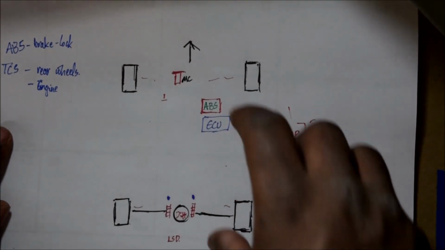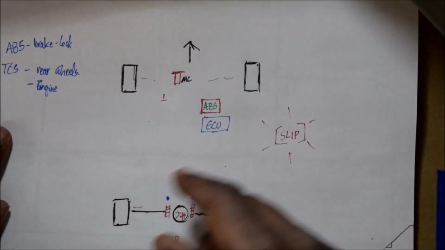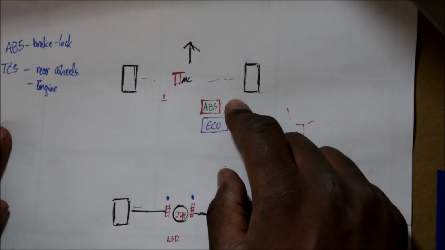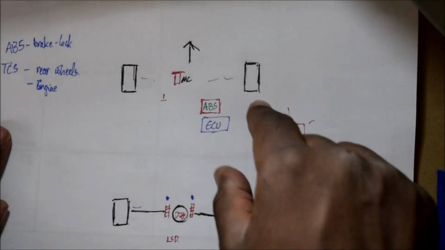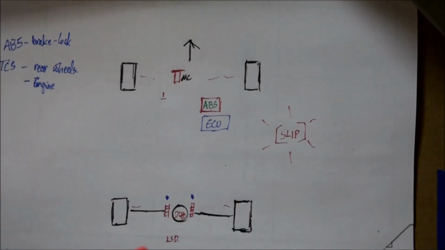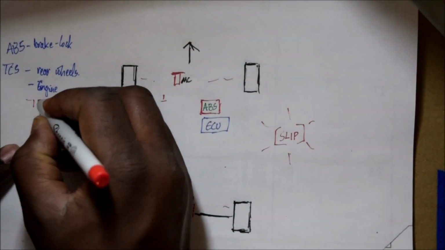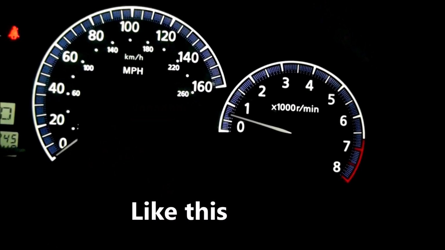And then the engine management part of it, this is the non-fun part, is that it cuts fuel. Basically, you can have your foot on the gas all the way to the floor, but the engine's not going to go anywhere. For these cars, it's 1500 RPM. That's where it limits your fun to be. 1500 RPM.